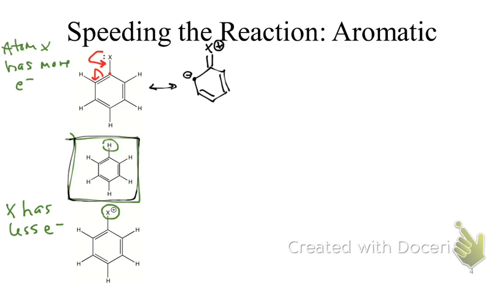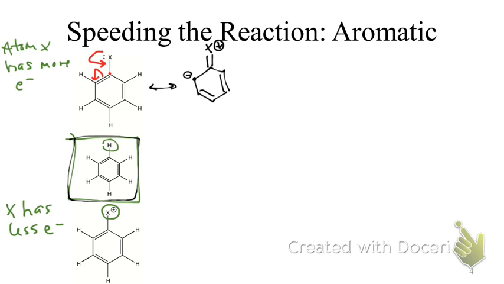So what have we done? We've activated the ring. It has electron density. We've made our nucleophile more nucleophilic. By changing the atom on that ring, on the benzene ring, from a hydrogen to some atom that has extra electrons, I can speed up my reaction.